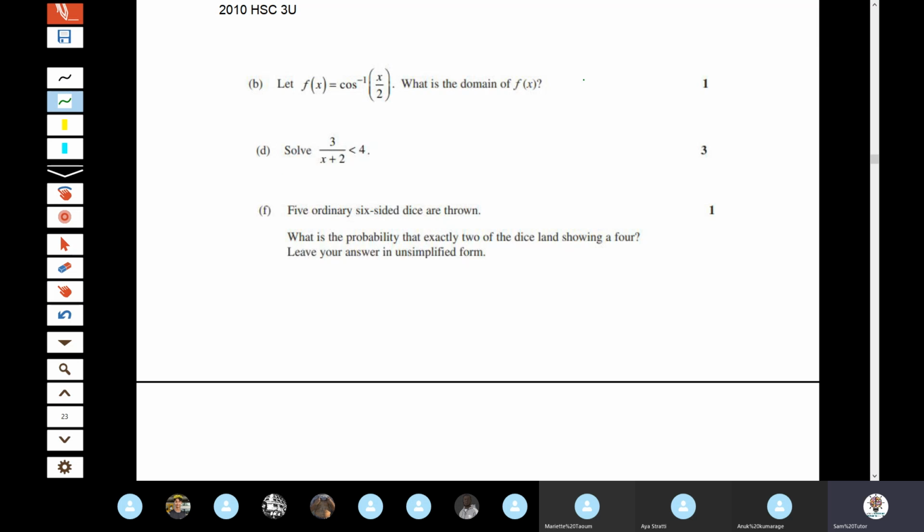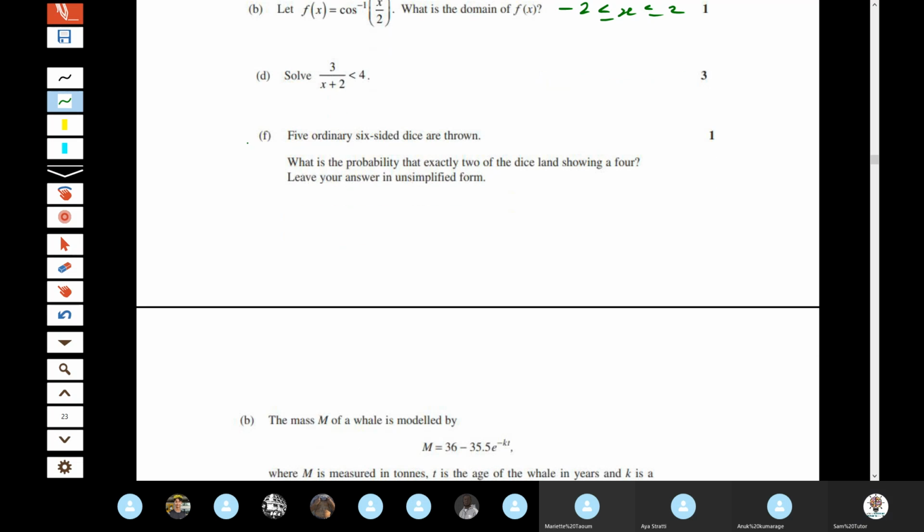What's the domain? Straight away, minus 2, so minus 2 to 2. Everyone happy with that? Start D. Let me know if you've got any questions. Maybe start F.